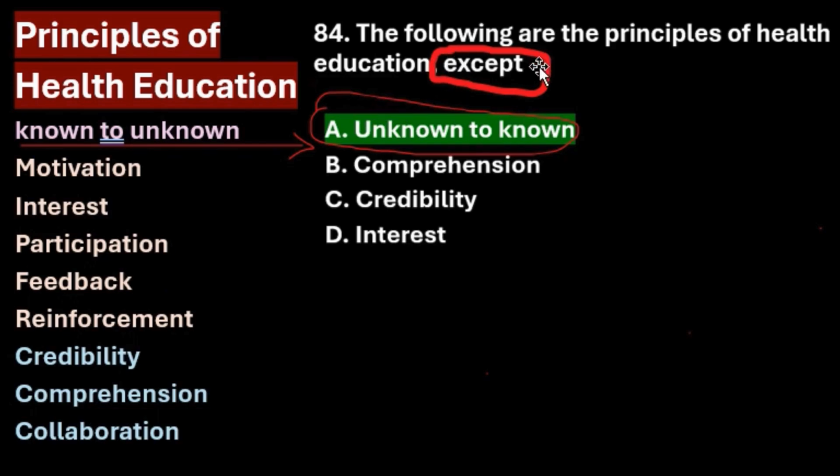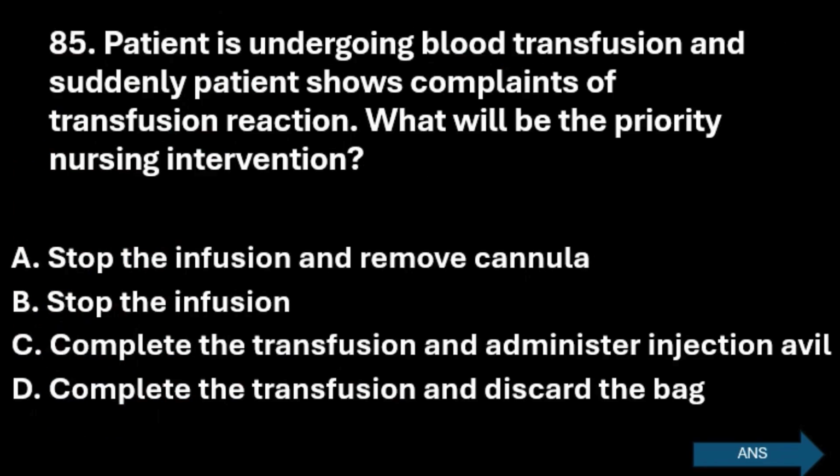Here you see the options. The question it is showing except, so one is wrong and the other 3 are correct. Here you can see it is the known to unknown is the principle. Here it is just opposite. You will be mistaken, but it is just opposite. Unknown to known, that is not correct option. So that is the right answer, because the except negative word is given here. Comprehension, you can see it is a part of health education principle. Credibility is also added here. Interest is also here. Next question.